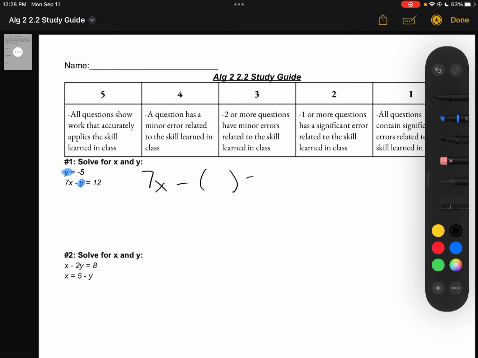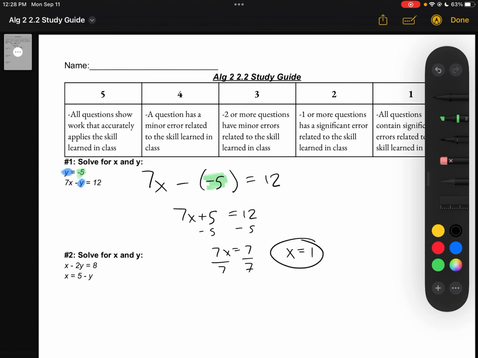So we have 7x minus y equals 12, and in the place of y, we get to put in what y is equal to, which here is negative 5. So two negatives cancel out to make a positive. And then from here we can subtract. And then after that we can divide. The final answer of x is equal to positive 1.